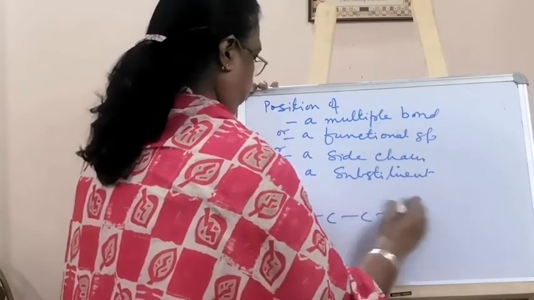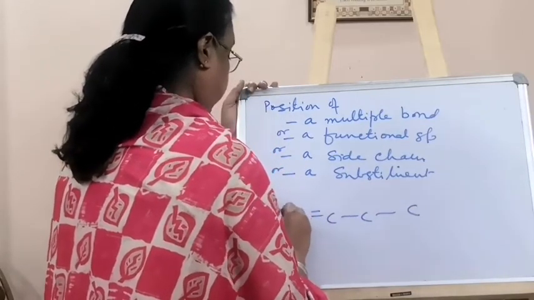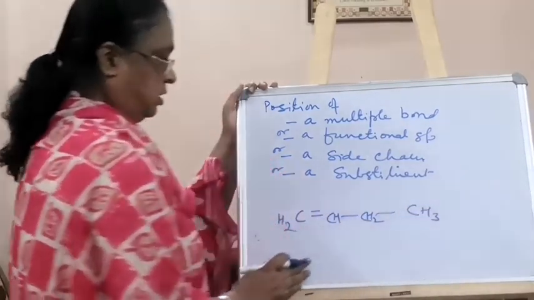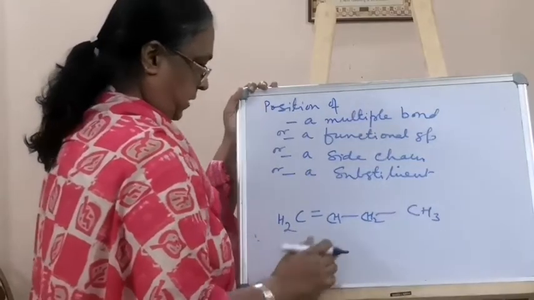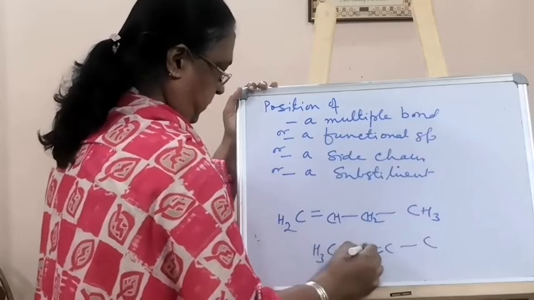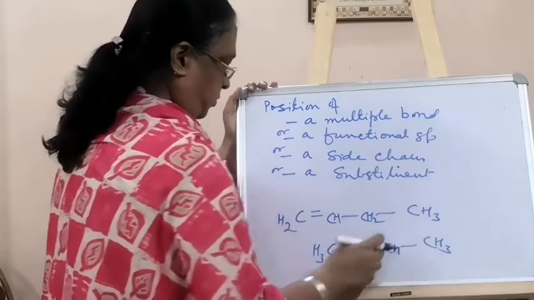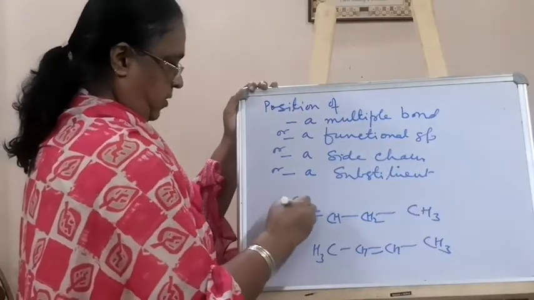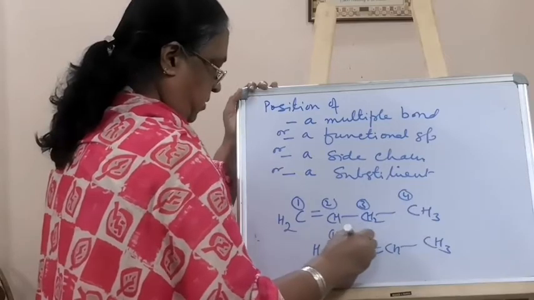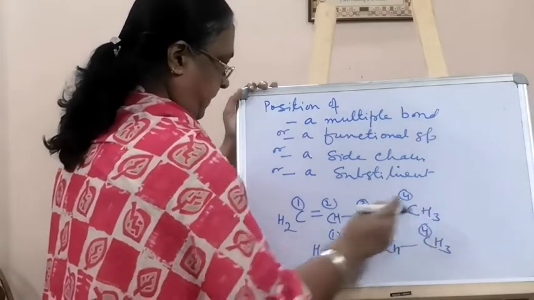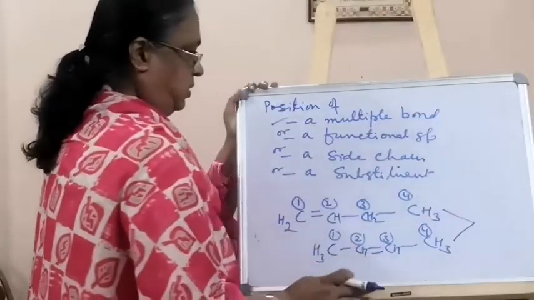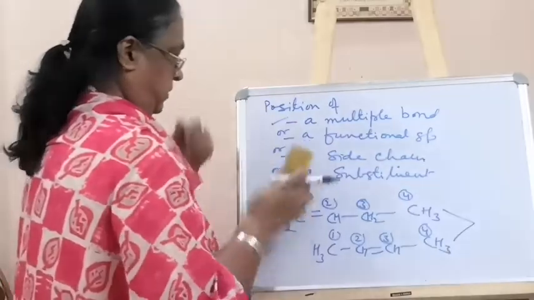1, 2, 3, 4. So we have CH2, CH, CH2, CH3. This is your butene, 1-butene or just butene. And then other you can have a double bond here. And this is 2-butene. So position of double bond is at 1. And here position of the double bond is at 2. The position of the multiple bond is different. So these two are positional isomers.